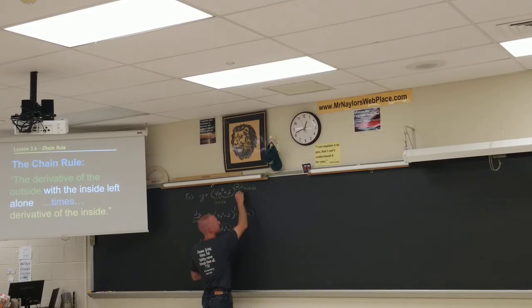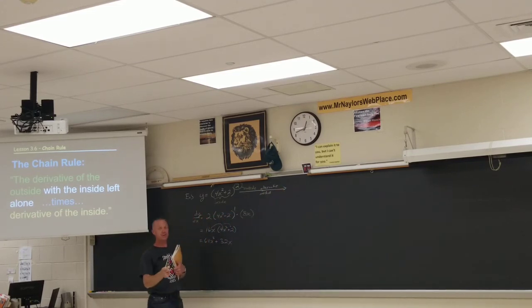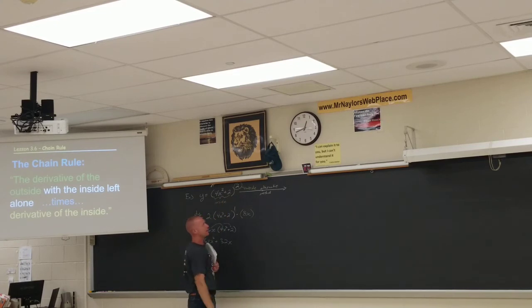Now, an alternative method is going to have us use algebra as our first step, and then we'll end up using calculus as our second step. So since I had 4x squared plus 2, the quantity squared, I could actually do the FOIL method.